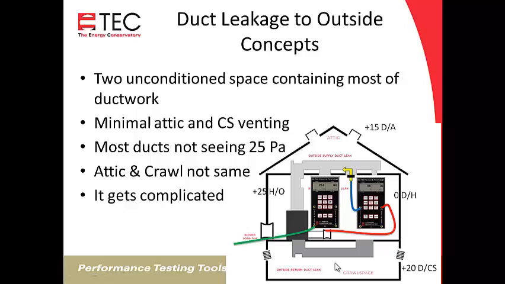Neither are seeing 25 pascals of pressure like we want to see, and that's kind of beyond the scope of what we're going to talk about, and beyond the scope of what most people would be willing to do. But it is possible to put an extra fan in the crawl space, get the crawl space up to the same pressure as the attic, and do this test the same way we just talked about here, and you would get all of those ducts at 25 pascals of pressure difference.